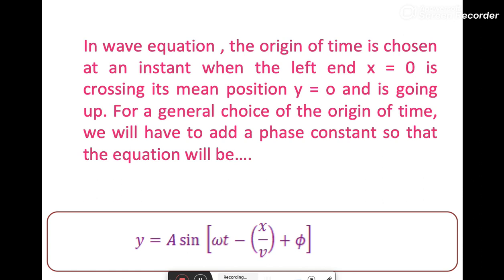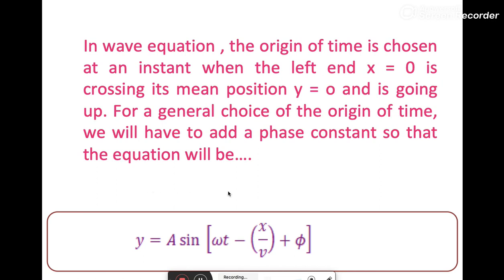Now, in the wave equation, the origin of time is chosen at an instant when the left end x is equal to 0 is crossing its mean position, y is equal to 0, and is going up. For a general choice of the origin of time, we will have to add a phase constant phi, so that the equation will be y is equal to a sine omega t minus x upon v plus phi. See here, this is the generalized form of wave equation.